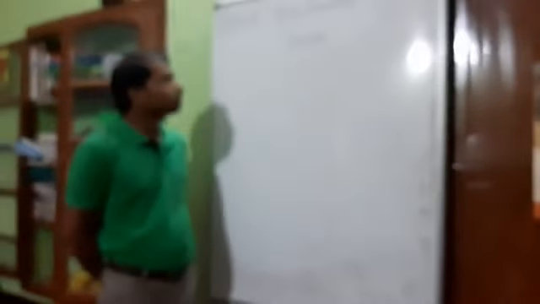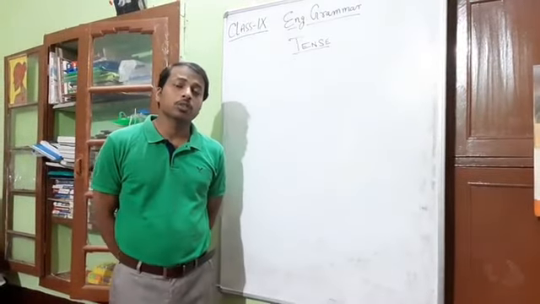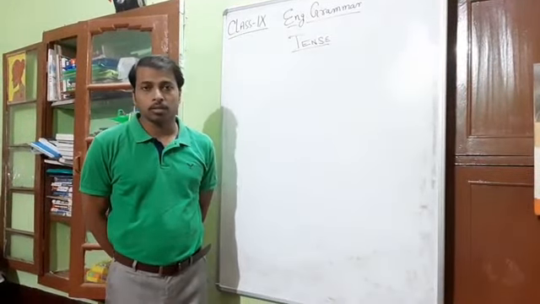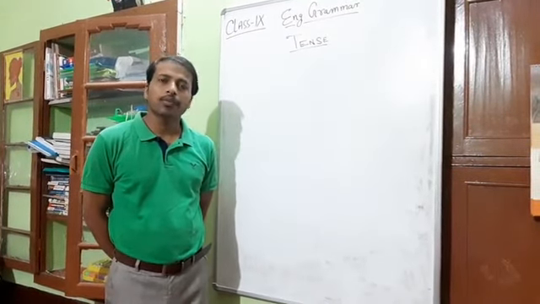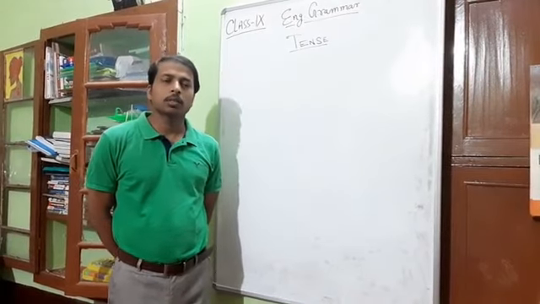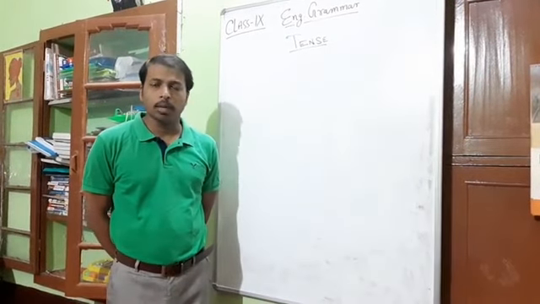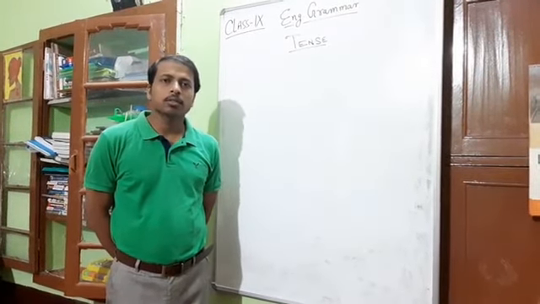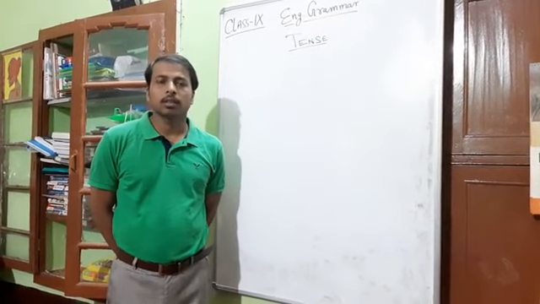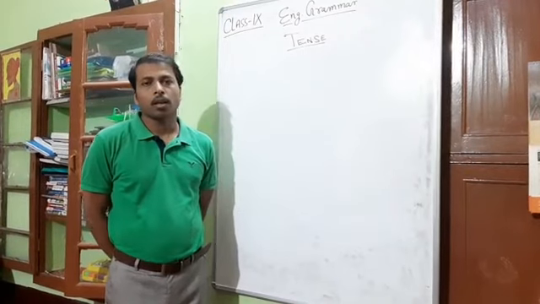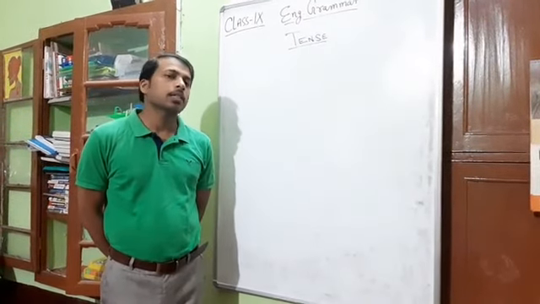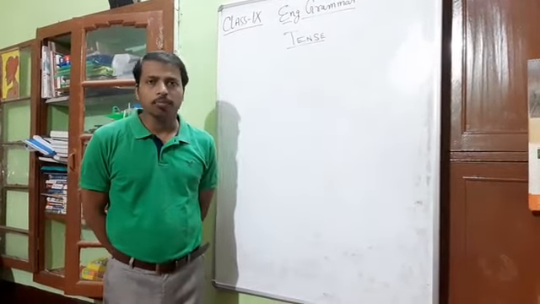So this tense can broadly be classified into three categories: past, present, and future. Past means the time which has gone by. Present means the moment. At the moment, this is the present time. And future means the time which is yet to come.